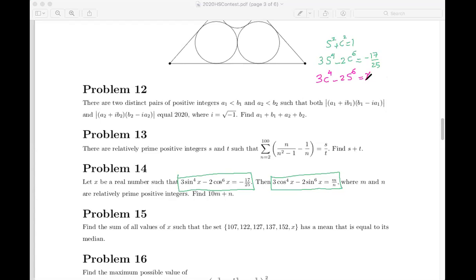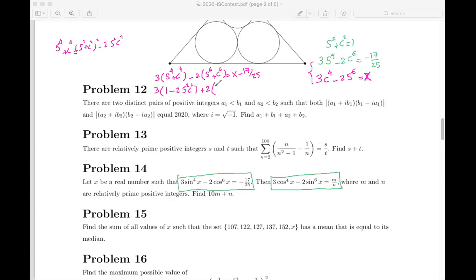Let's call this X. I'm tempted to add these two equations and then use this along the way. Because if I add these, then I get 3 times S to the 4th plus C to the 4th minus 2 times S to the 6th plus C to the 6th equals X minus 17 over 25. And this is 3 times the following. I'm using the fact that S to the 4th plus C to the 4th equals S squared plus C squared, squared, minus twice the product. So the sum is 1, so 1 minus 2 S squared C squared.